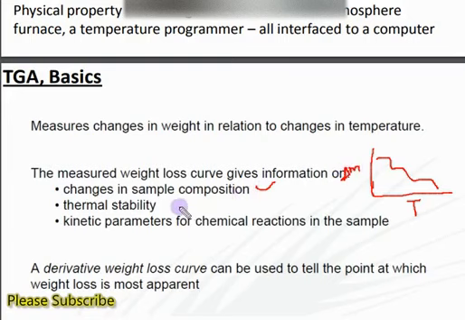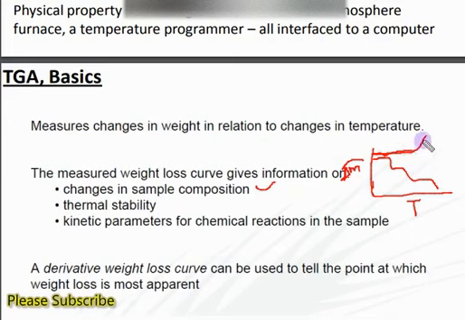Secondly, we can also observe the thermal stability of the substance. For instance, the substance is stable at that range of temperature, but as we increase the temperature further, the mass of the substance could increase.